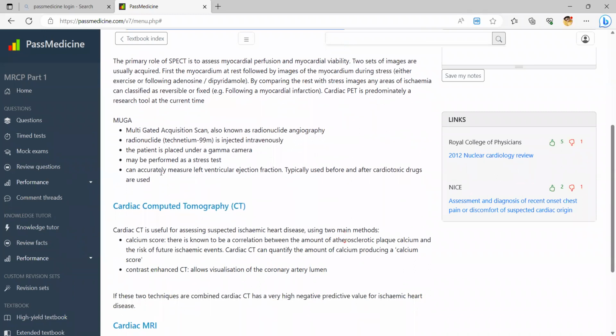And which investigation can accurately measure left ventricular ejection fraction? This is mostly asked in the exam. Which investigation can accurately measure the left ventricular ejection fraction? That is Muga scan. Is that okay?